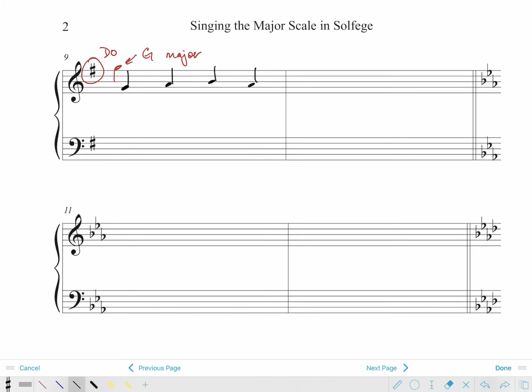Pause the video and see if you can identify all of these notes for the solfege syllable that we will sing in the key of G major.